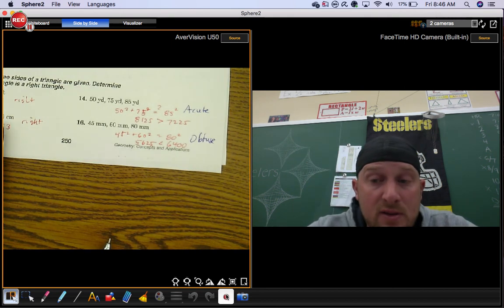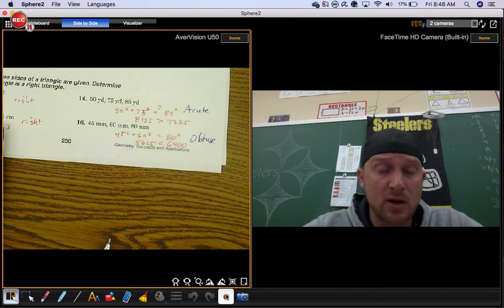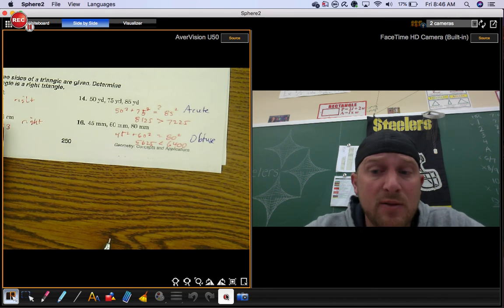That's the converse of the Pythagorean theorem. If you have three numbers, put it in the Pythagorean theorem and see if it makes a right triangle. If it doesn't, then it's either acute or obtuse.